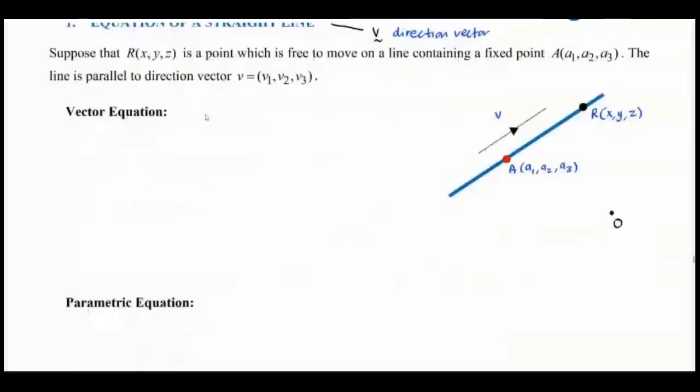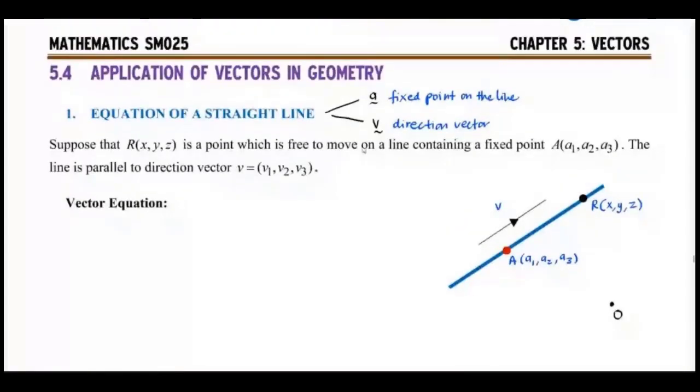Okay. So basically for equation of line, we need a point, a fixed point, and then a direction vector, which we call V. Suppose that R is a point which is free. In another word, here R is a random point on the line. And then we have a fixed point, which is point A, and the line is parallel to direction vector V. So here we have V. So we need a point and V, and from there we need to come up with the equation.